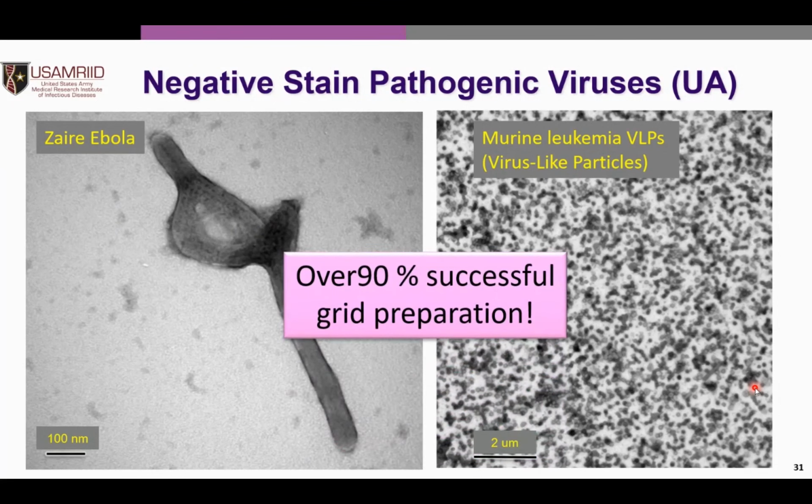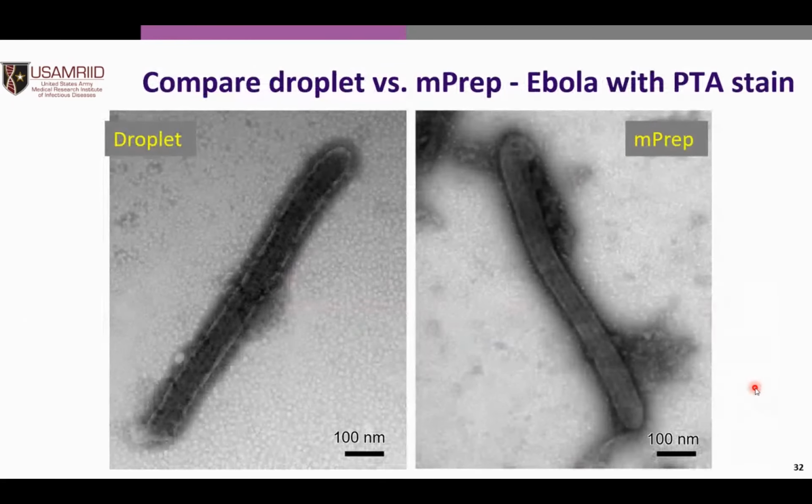So again, we had a very good success rate with getting intact grids where we were able to see a lot of the different Formvar squares were still intact, and there's lots of virus available for us to try to find that perfect virus particle to image.